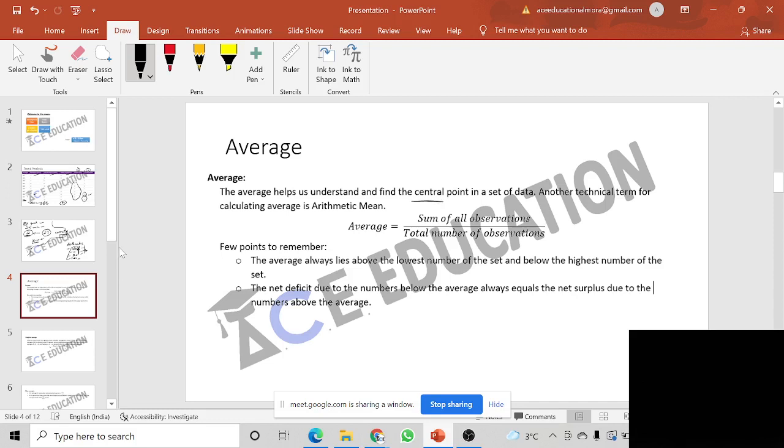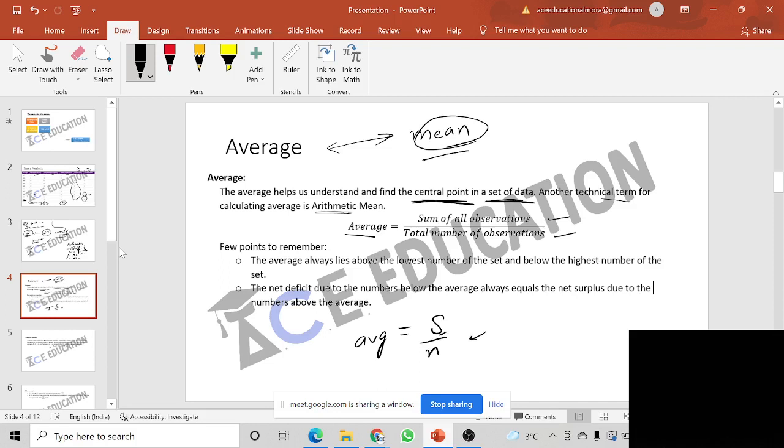It just helps us understand the central point in any set of data. That is it. There is no other requirement of average. In statistics, you would have heard of mean as well, right? So average and mean are the same. For any data, it gives us the middle point. The technical term for average is arithmetic mean as well. And if you remember the formula, average is the sum of all observations divided by the total number of observations. Books usually refer to it as S upon N, where S is the sum of all the numbers and N is how many numbers there are.